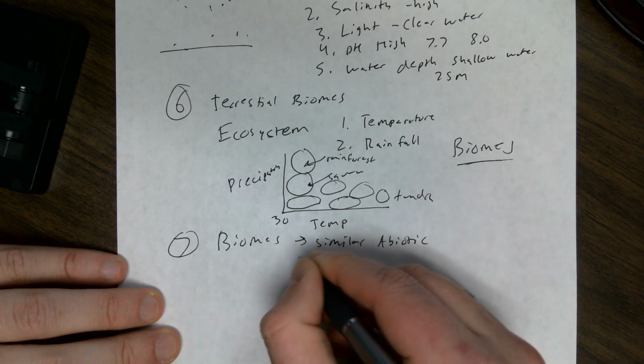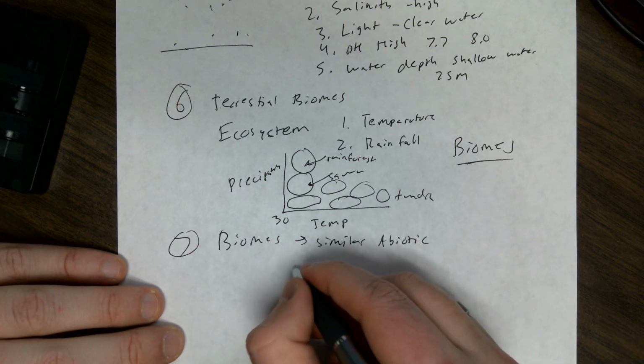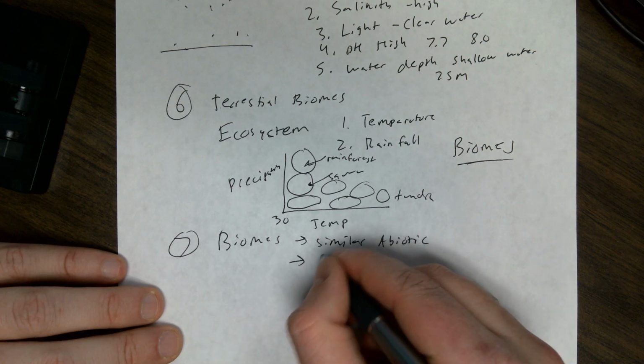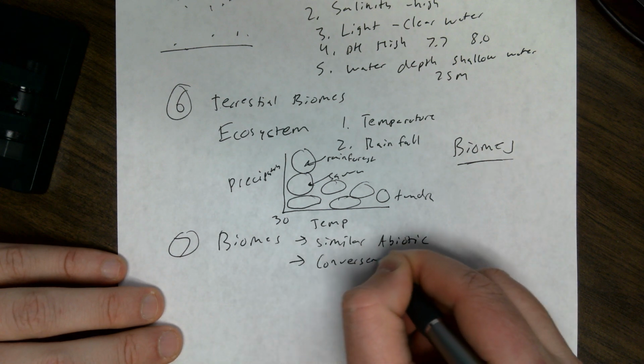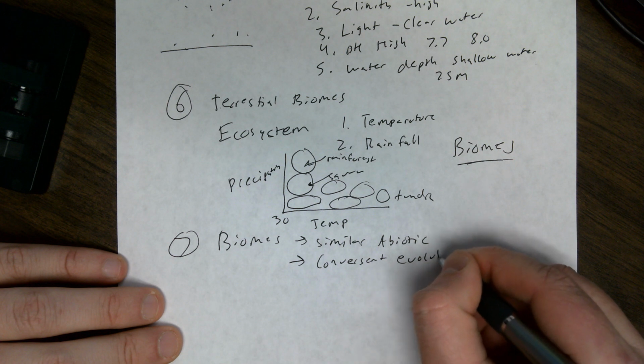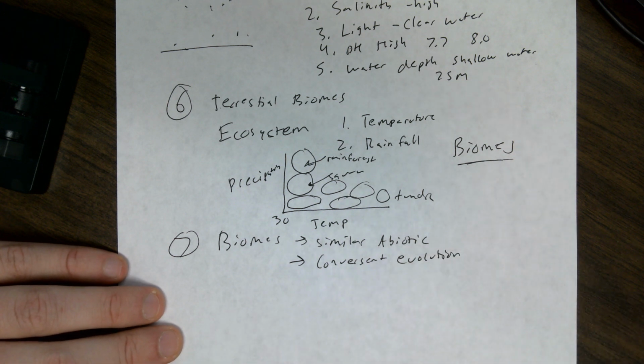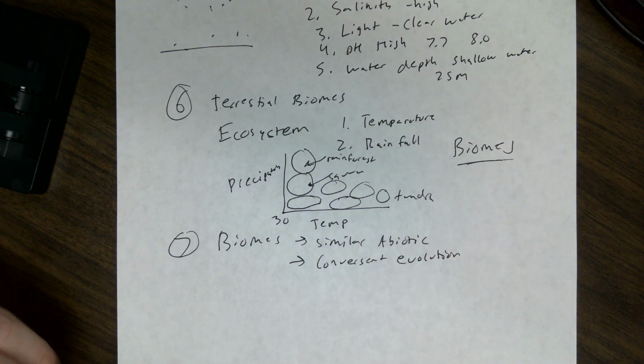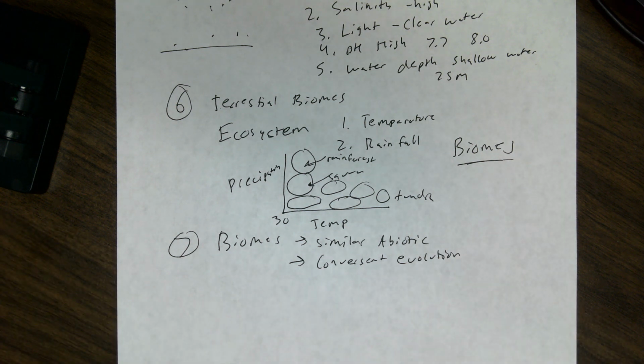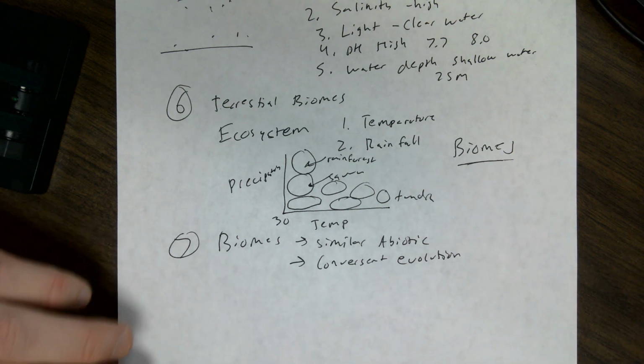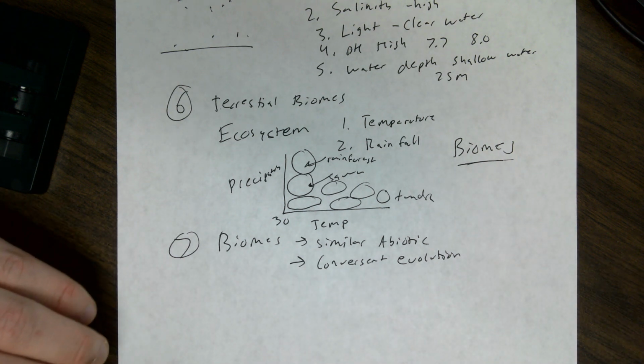And then, since the climate is similar, you get convergent evolution happening, which causes the organisms that live there to look similar. And so remember, this is not from a common ancestor. This is where they look the same because they're in a similar environment. And we see this happening a lot with biomes.